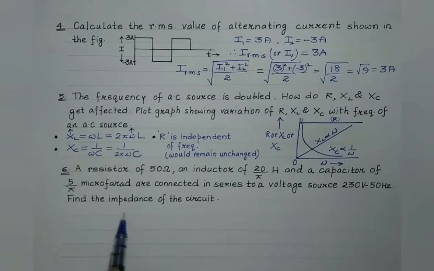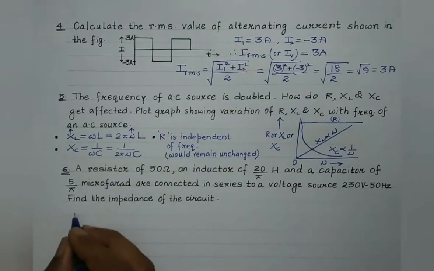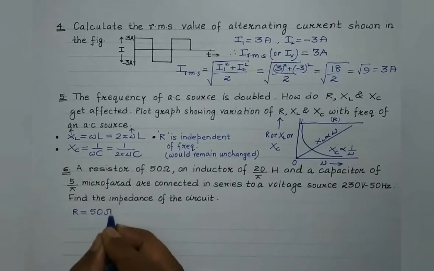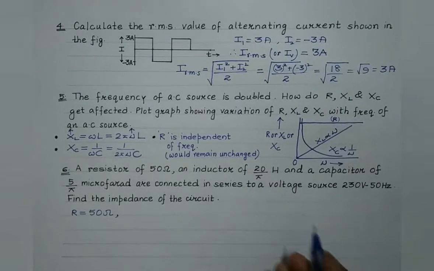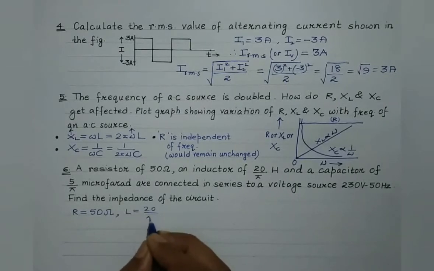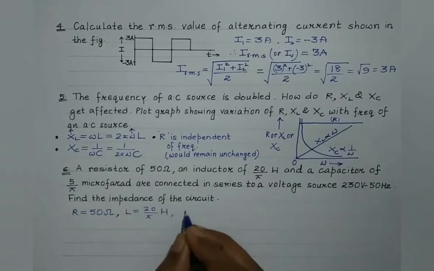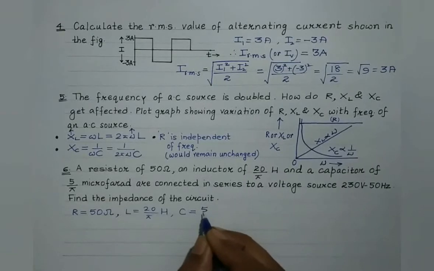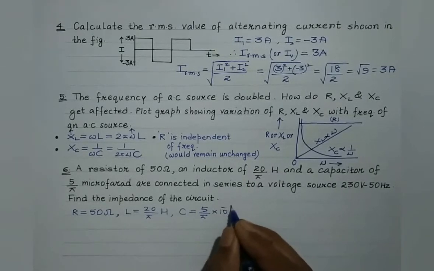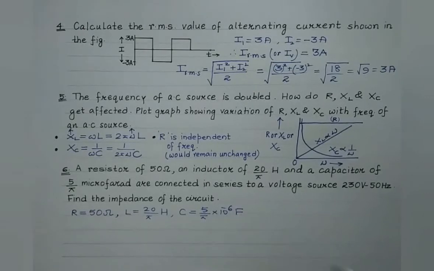Now let's try to attempt question number 6. A resistor of 50 ohm. Let's note down the value. The value of resistance is given to be 50 ohm. Inductor of 20 by pi Henry. L is given to be 20 by pi Henry. And a capacitor of 5 by pi microfarad into 10 raised to power minus 6 farad. All are connected in series.